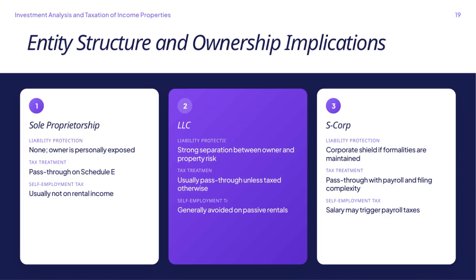Next, the LLC offers strong liability protection. It creates a clear separation between the owner and property risks, which is a big advantage. For taxes, it usually operates as a pass-through entity unless you choose otherwise, and self-employment taxes are generally avoided on passive rental income. Finally, the S corporation also provides liability protection, but requires careful adherence to corporate formalities to maintain that shield. Its tax treatment is passed through as well, but the owner must handle payroll and more complex filings. Here, salary payments can trigger payroll taxes, which is an important consideration. Understanding these differences helps you structure your investment in a way that balances risk, tax efficiency, and administrative requirements.